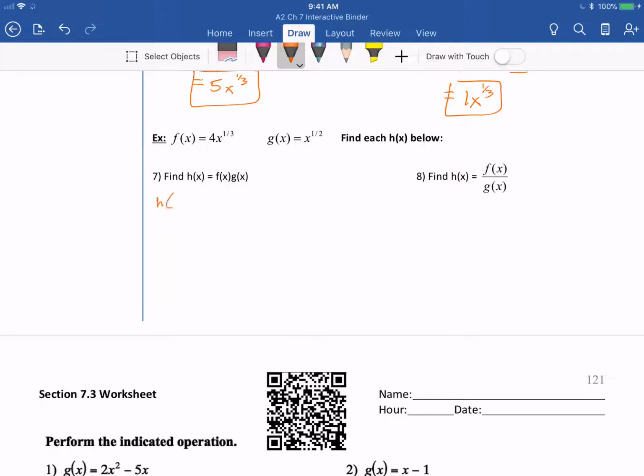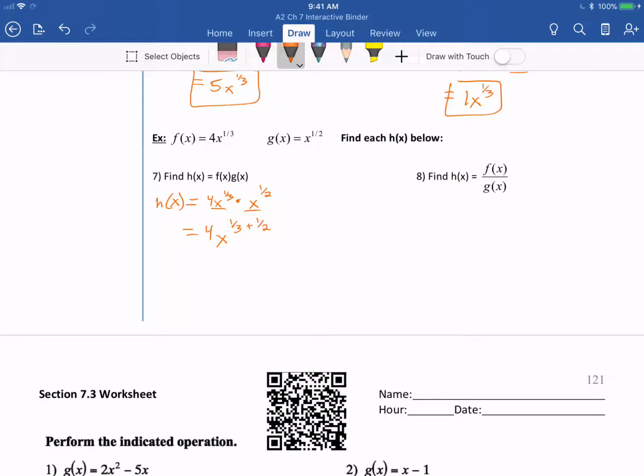My h of x is going to be equal to what? The 4x to the 1/3 times my x to the 1/2 here. All right, so if I multiply these guys together, I'm going to have 4, and then I have x to the 1/3 times x to the 1/2. I add those exponents together because we're multiplying the bases.